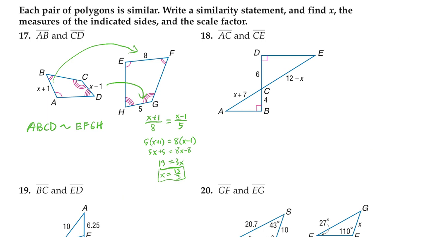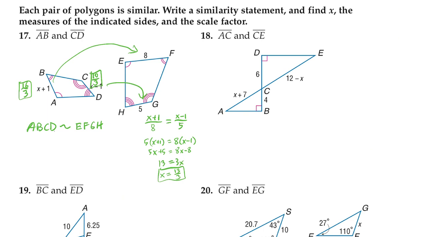Okay, and then it says find the lengths of AB and CD. So AB, just plugging it in: 13 thirds plus 1 is 16 thirds, because we just add 3 thirds. This one over here is 13 thirds minus 1, so it's 10 thirds. And then we just need to find the ratio. So what's the ratio of 16 thirds to 8?